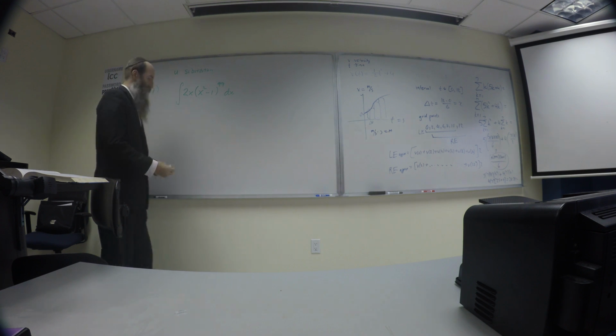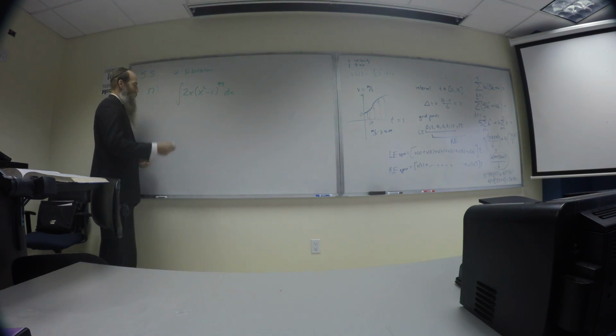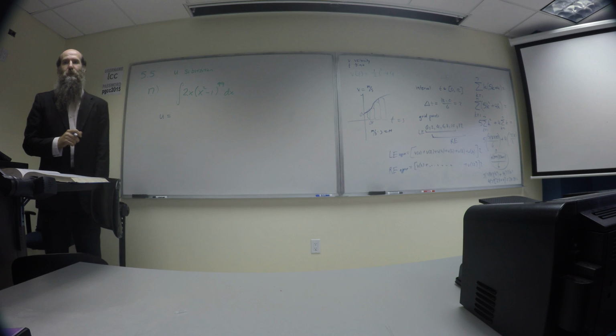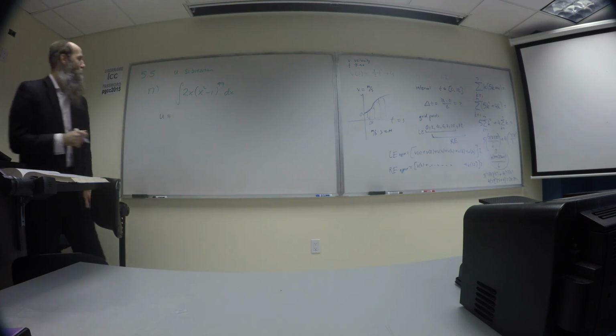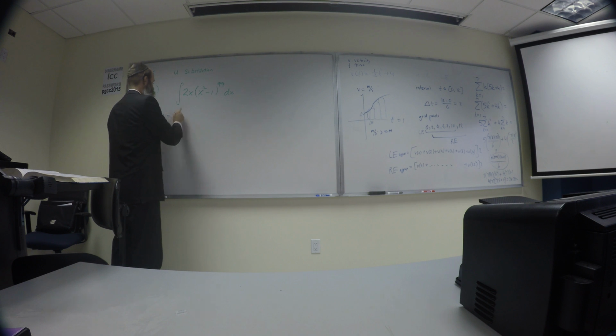So what you're going to do is make a substitution. You're going to use the letter u for tradition's sake. So u is going to equal something. Now, what does u need to equal in this problem? x squared. That's right. Very good. x squared minus 1.